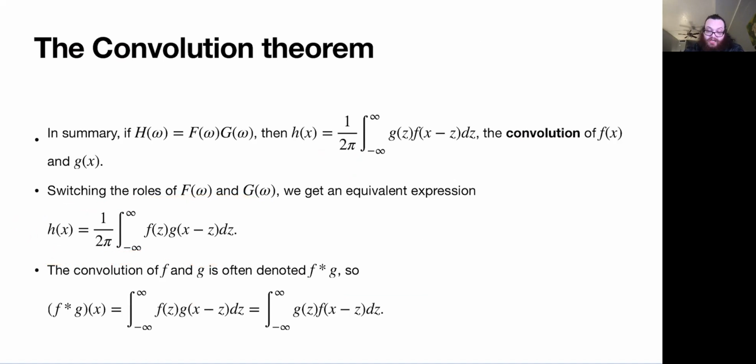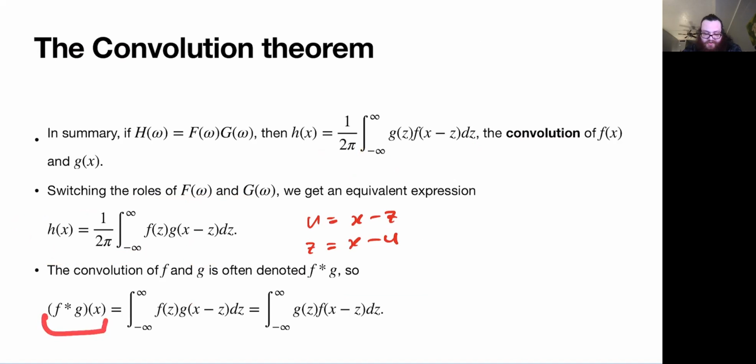You can also do a change of coordinates. Say u is equal to x minus z, and so then z is equal to x minus u. And then that's going to switch the roles of those two. But anyways, this integral right here we call the convolution.